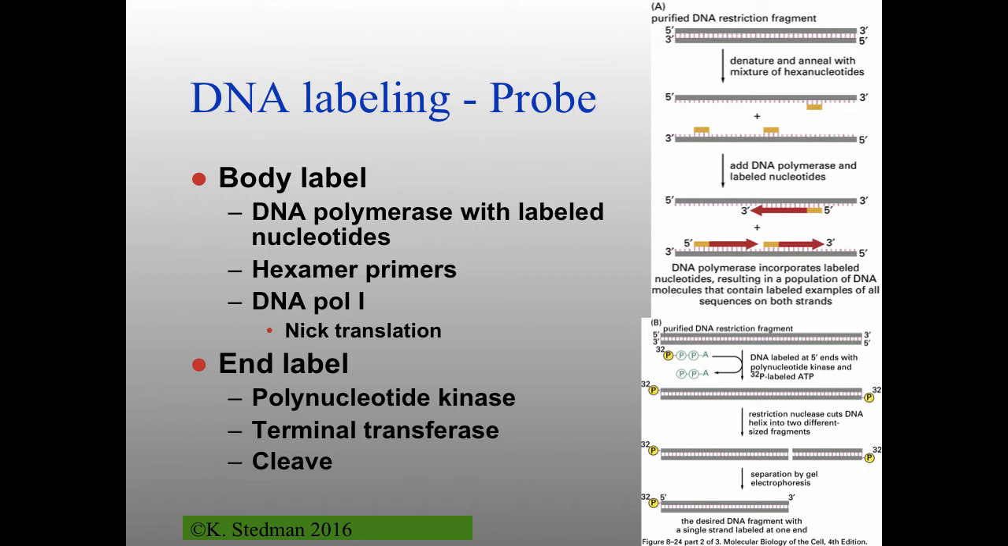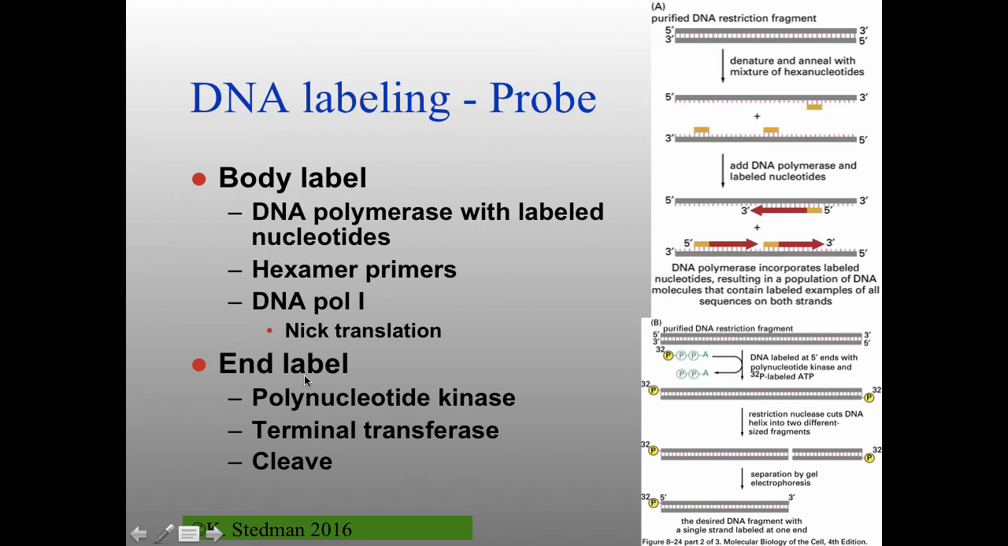There are really two different ways of making probes. I'll talk about the second one first. The second one is what's called end labeling, and end labeling is just what it sounds like. You put a label of some kind on the end, and there are two different ways that you can do that. Not surprisingly, what two different ends do you have on a DNA? 5' and 3'. So polynucleotide kinase: what do kinases do? They put phosphates on things.